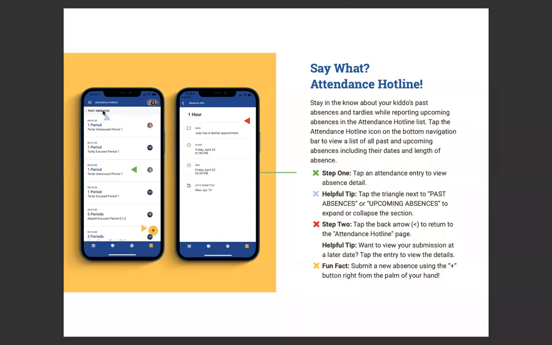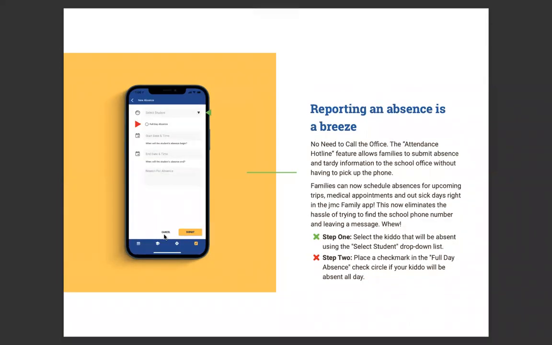Step two, tap the arrow back button here to get back to the previous listing. Helpful tip, want to view your submission at a later date? Tap the entry to view the details. Fun fact, submit a new absence using the plus button right from the palm of your hand. So when I click on this, it's going to open that new screen here. This is that attendance hotline. There's no need to call the office anymore.